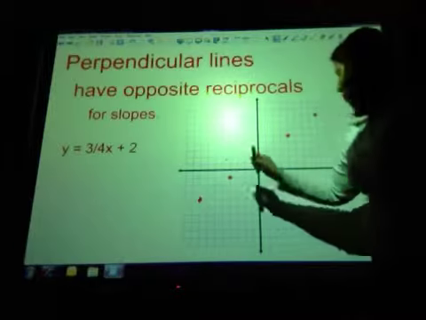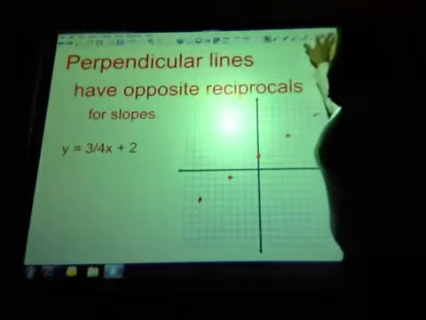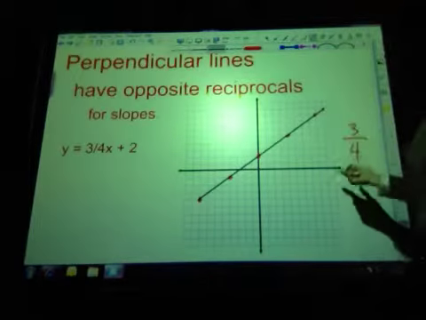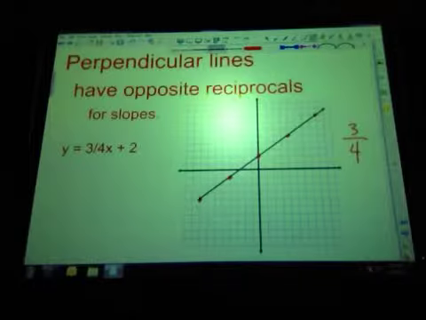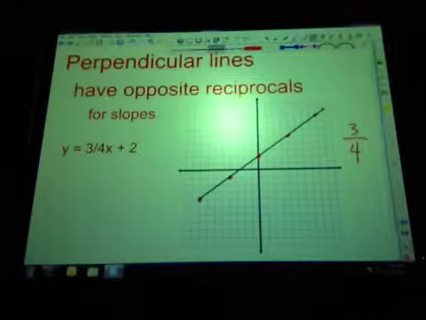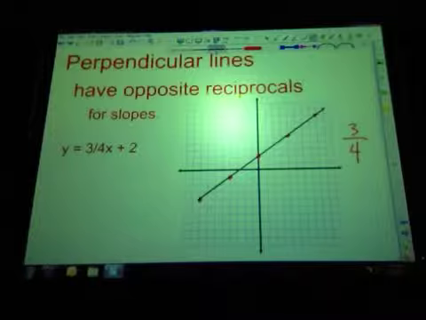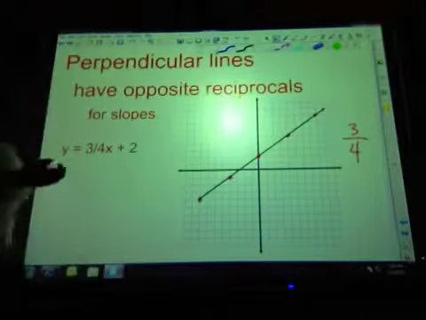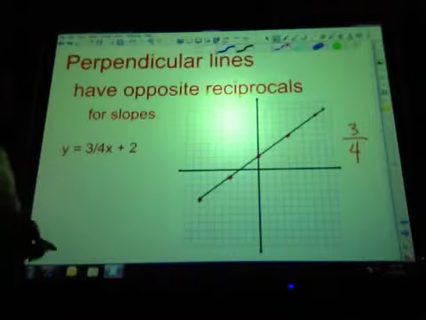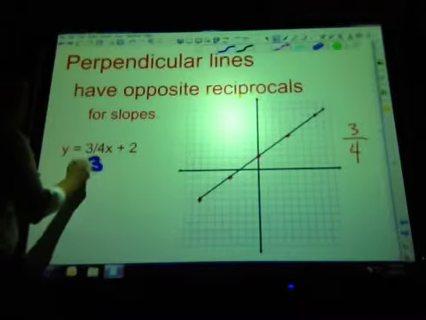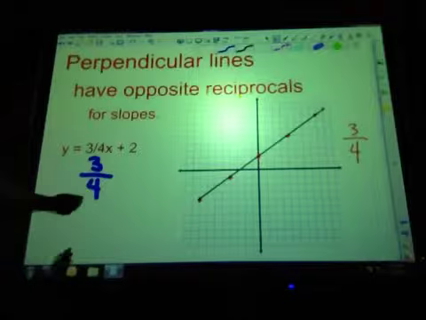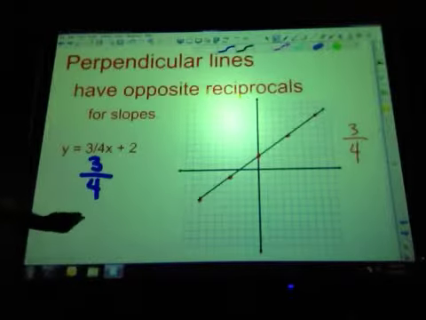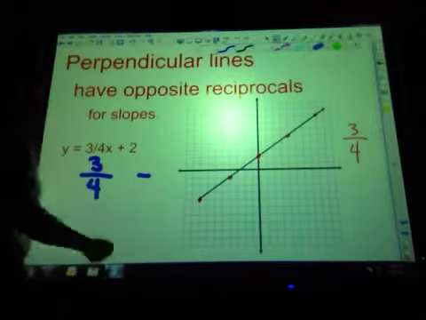So this creates my first line. But if I want to make one that's perpendicular to that, I need to have a line that has the opposite reciprocal for its slope. So opposite means one's positive, one's negative. In this case, I have a positive 3/4. So when I go to make my new line, my slope has to be the opposite. So my new slope is going to be negative.